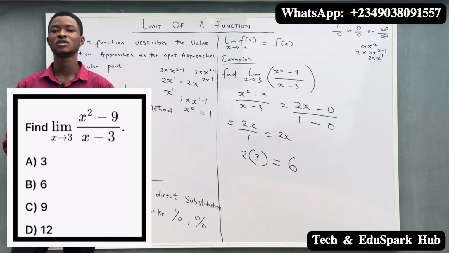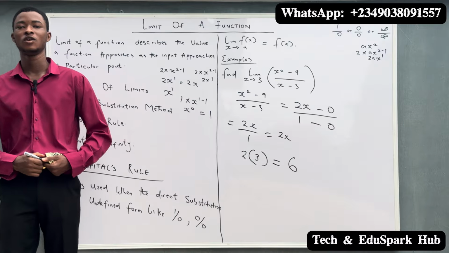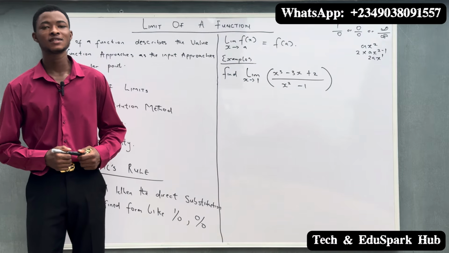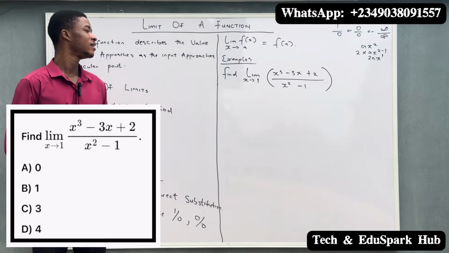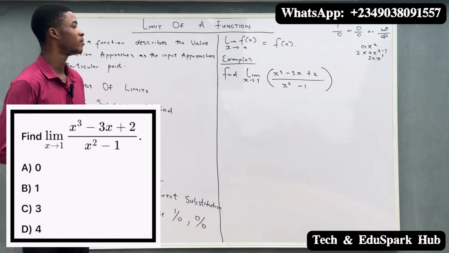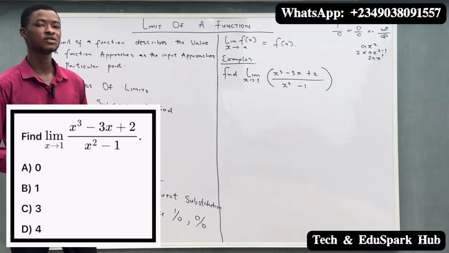And this is how you solve questions under the L'Hopital's rule. So let's look at another example still on the L'Hopital's rule. Moving to the last example on the L'Hopital's rule, we have the question which says find the limit of x cubed minus 3x plus 2 divided by x squared minus 1 as x tends to 1.